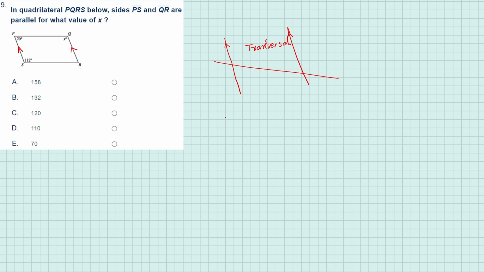Let's say I'm considering two parallel lines. This line is parallel to this line, and a transversal line like this intersects the two lines at two different angles.